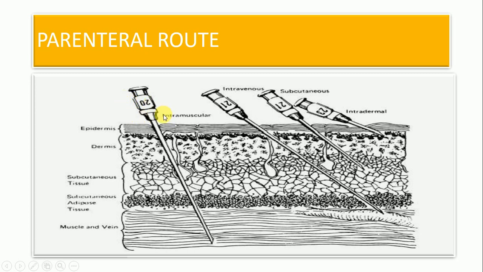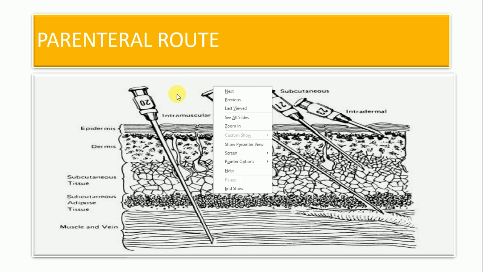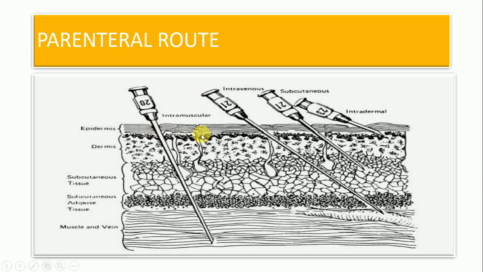And this comprises several routes, where we have intramuscular routes, we inject the drug into the muscles. We have intravenous routes, we have subcutaneous routes, we have intradermal routes. These are the routes that together form the parenteral route.